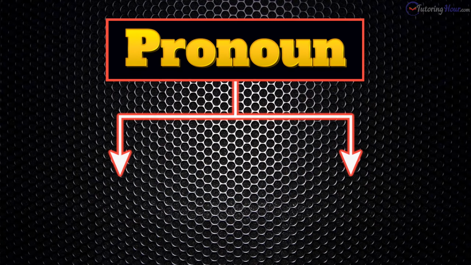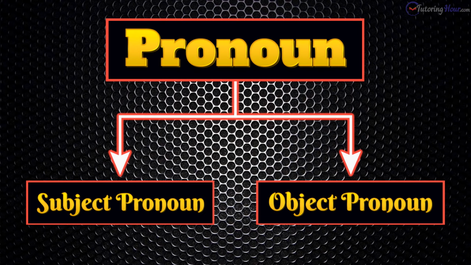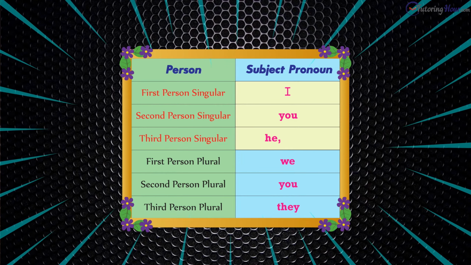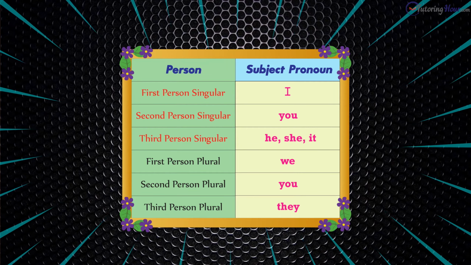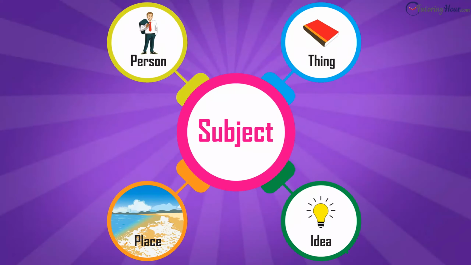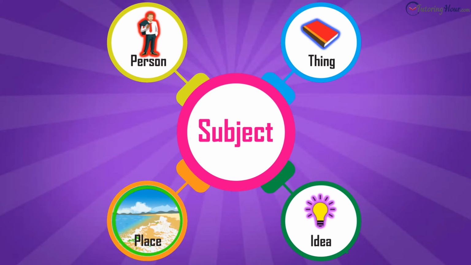There are two types of pronouns, subject pronouns and object pronouns. Let's take a look at the subject pronouns. The pronouns I, you, he, she, it, we, you, and they replace nouns that are used as the subject of a sentence. Hence, they are known as subject pronouns. The subject is always a person, thing, place, or idea.